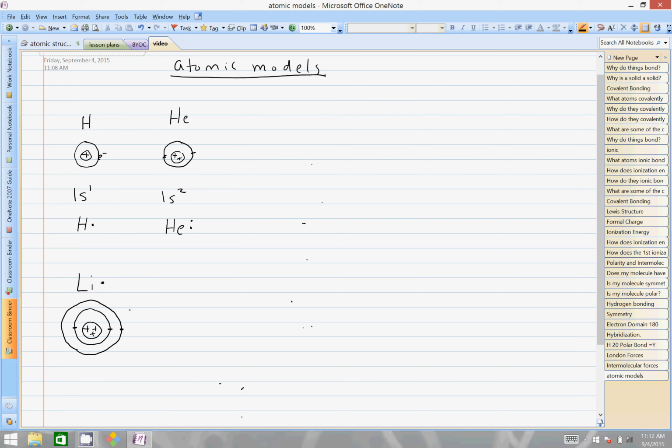Sometimes you might see it drawn as an E, or maybe just a dash, and this is what we consider the Bohr model of an atom, and it's going to start running into some problems relatively soon if it hasn't already. Being three electrons, its electron configuration would be simply 1s2 and then 2s1.